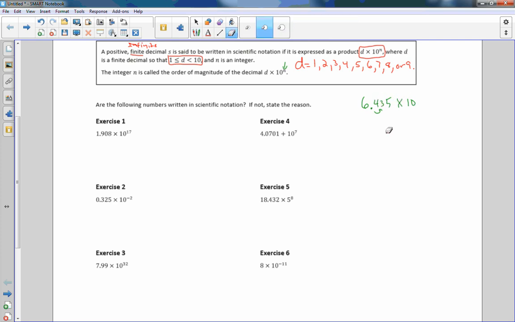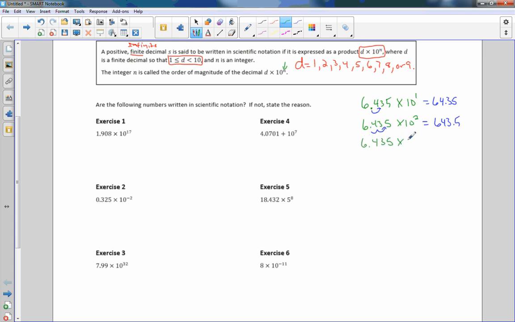So I'm just going to do a few examples here. Let's do this, and I'll put a 1 up here. 10 to the 1 is 10, and that tells me I'm going to move the decimal one place to the right, and that would equal 64.35. If I take that same number, 6.435, and I multiply it by 10 to the second power, then that is going to tell the reader to move the decimal 2 places to the right, and that's going to equal 643.5.